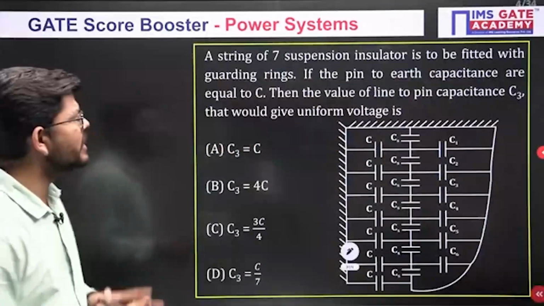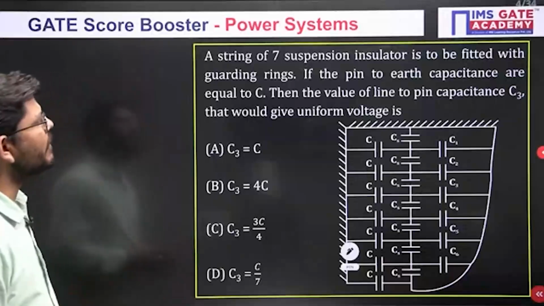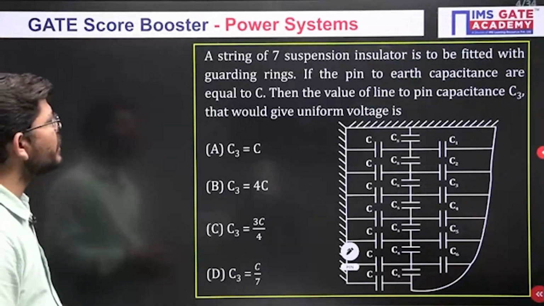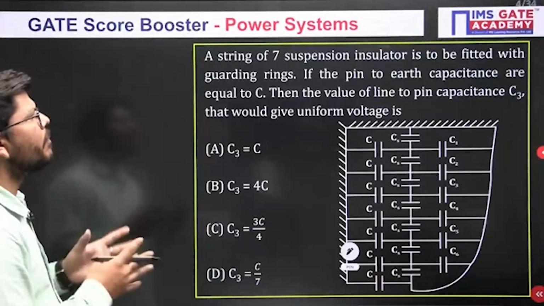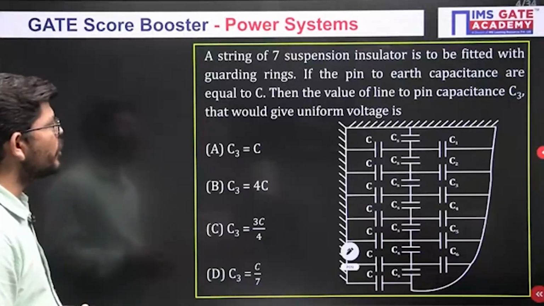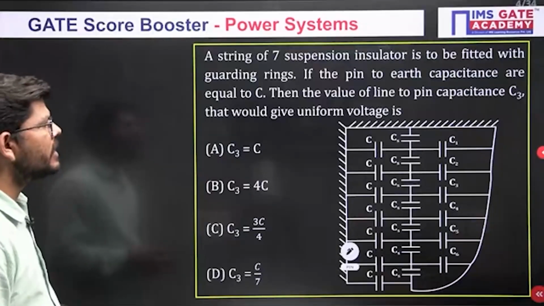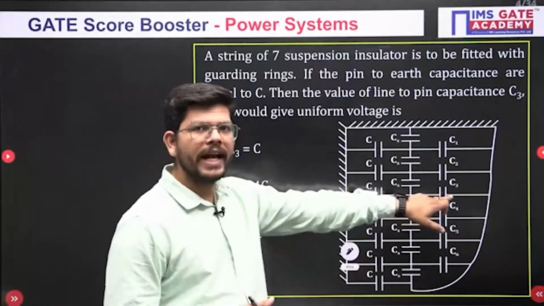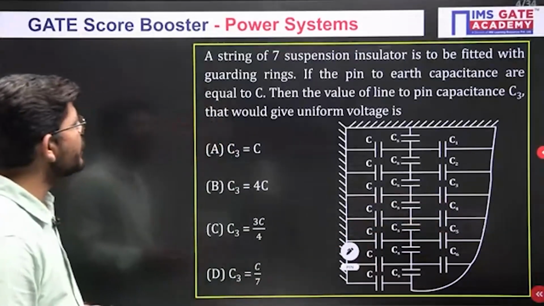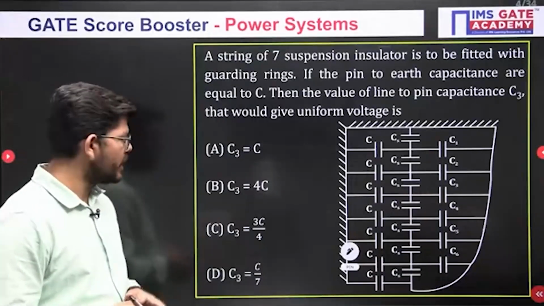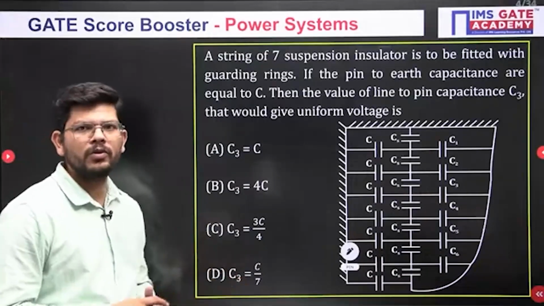So what has been said in this question is a string of 7 suspension insulator is to be fitted with guarding ring. If the pin to earth capacitance are equal to C, then the value of line to pin capacitance C3, that would give uniform voltage will be what? And these are the options among which you have to choose.